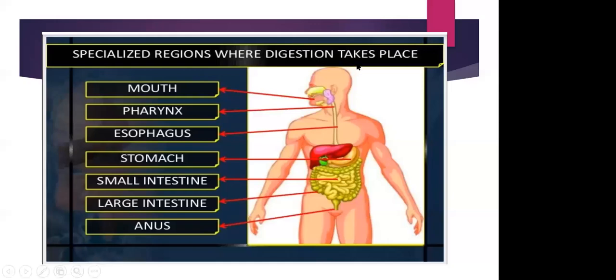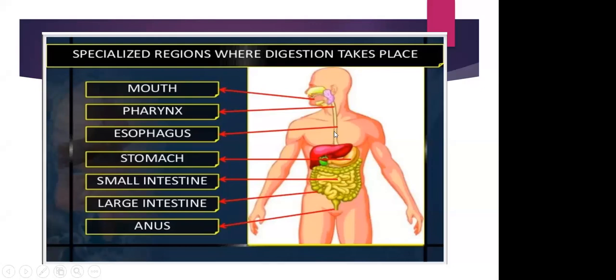Specialized regions where digestion takes place. See: mouth, pharynx, esophagus, stomach, small intestine, large intestine, and anus. The digestion process starts before the ingestion. After ingestion, with the help of the mouth, the food travels through the pharynx and esophagus. Look at the esophagus, children. It is also one of the muscular pipes.